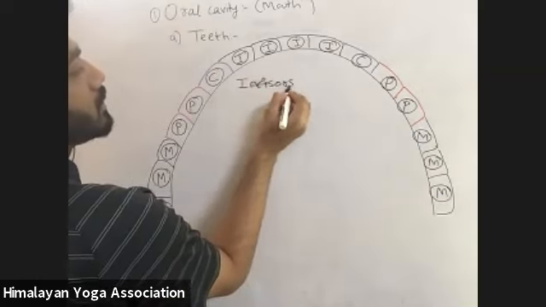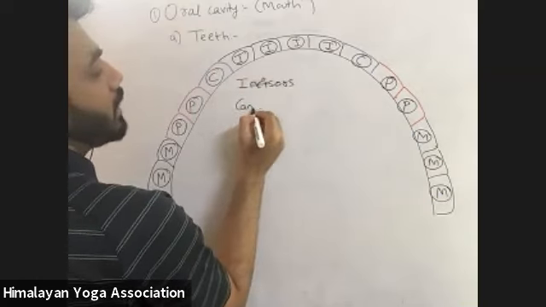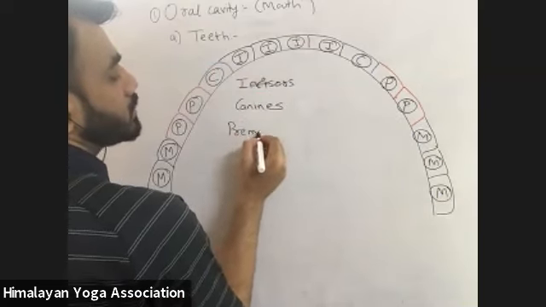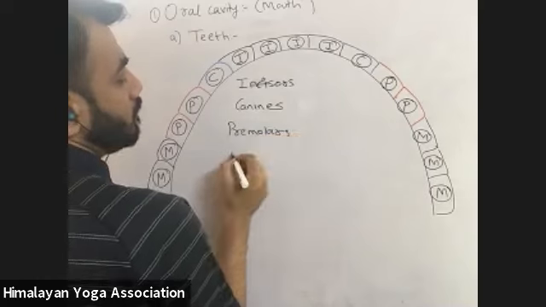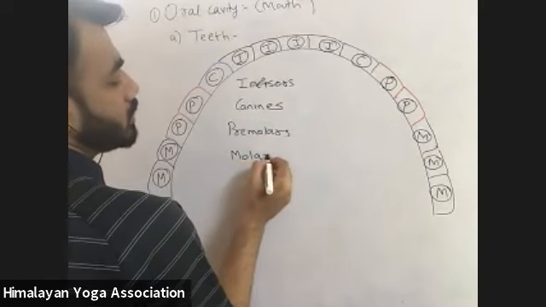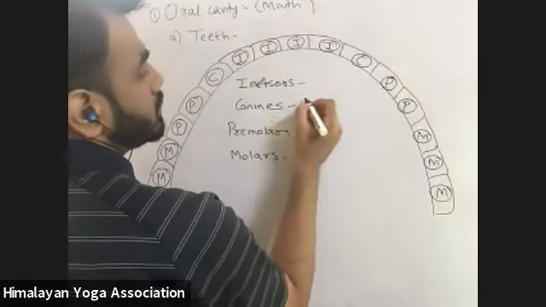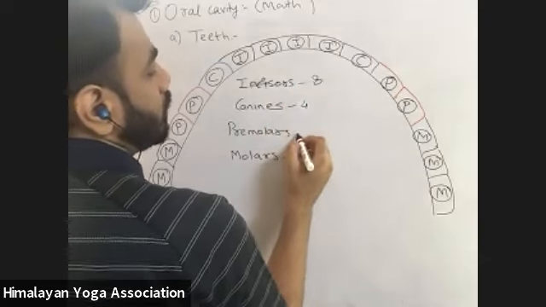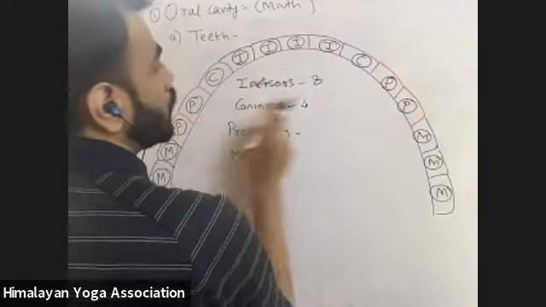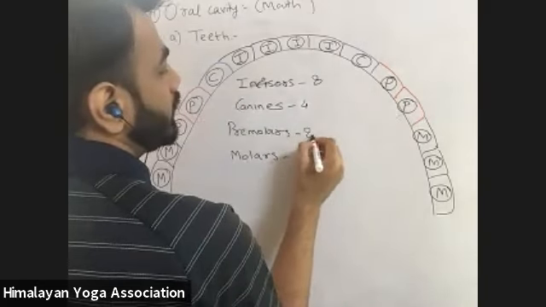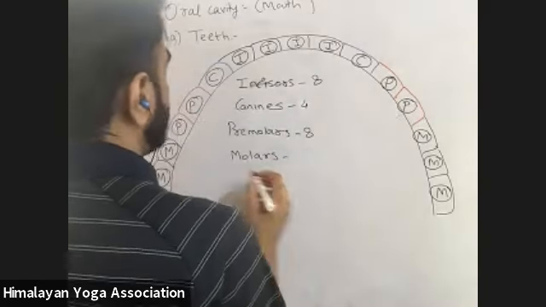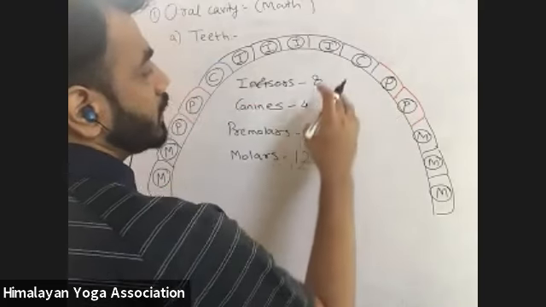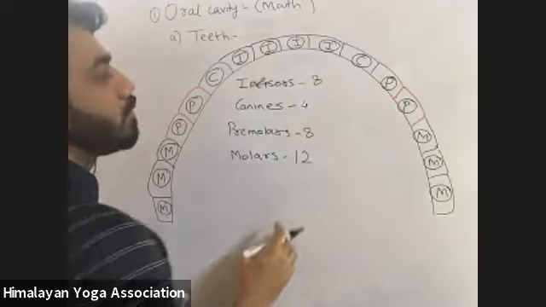incisors. Then we have canines. Then we have the premolars. And we have the molars. Incisors will be 8. Canines will be 4. Premolars, again, will be 8. And molars will be 12. So if you count them, this will be the total number of teeth.